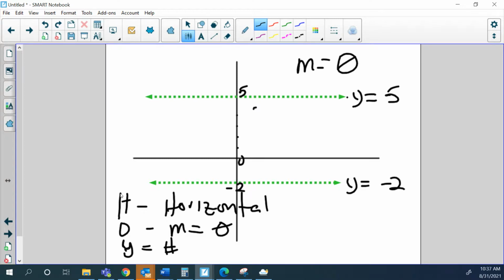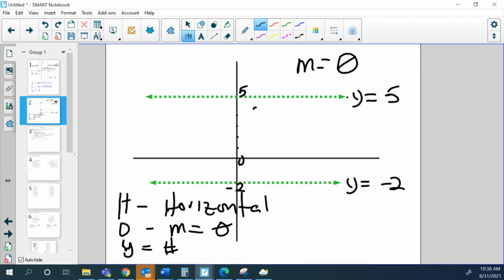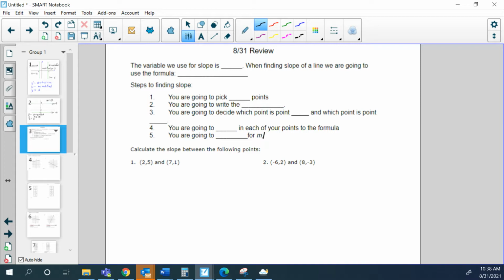These two lines are special. That's why I want to make sure you understand it. So know the slope of these lines and know how to write the equations. Okay, so let's move on to today's review.